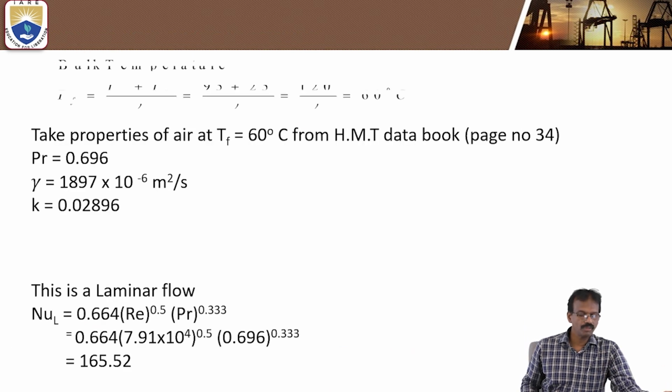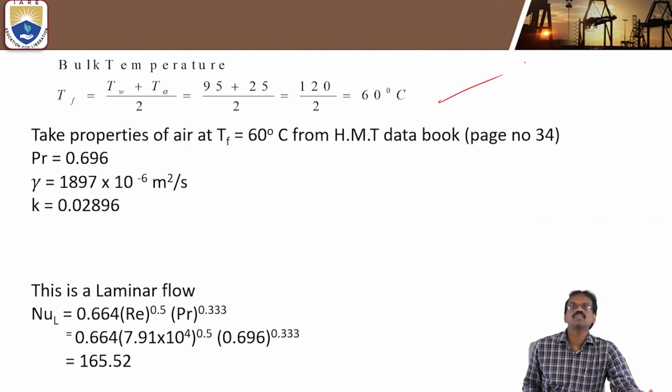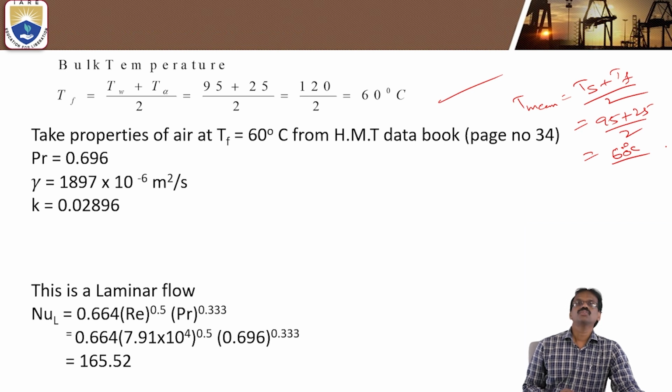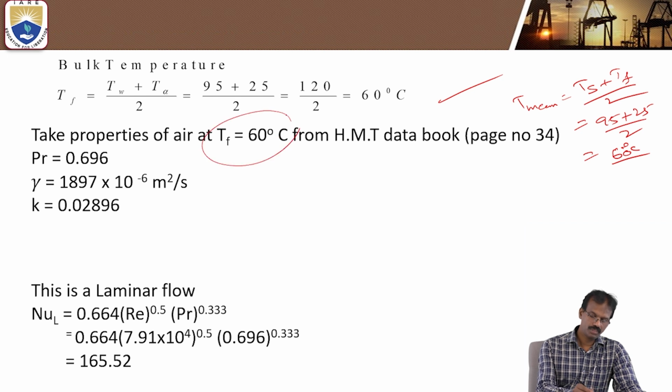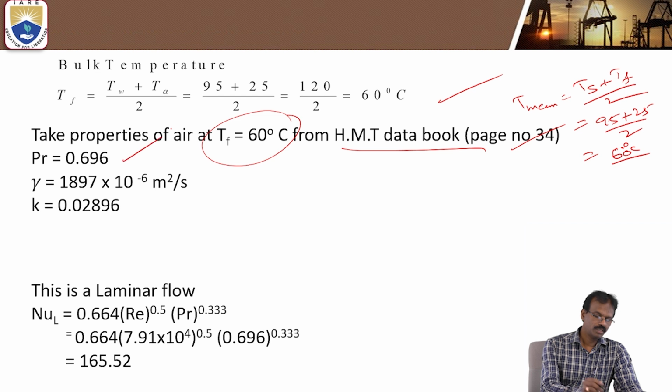We'll see. First of all, we have to find out the T mean or bulk temperature. T mean is equal to (Ts plus T infinity) by 2, so (95 plus 25) by 2, 120 by 2, 60 degrees Celsius. So take the properties of air at 60 degrees with the help of the data book, page number 34, according to Kothandaraman data book.